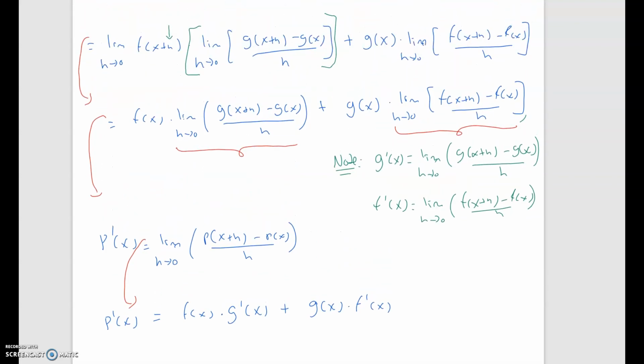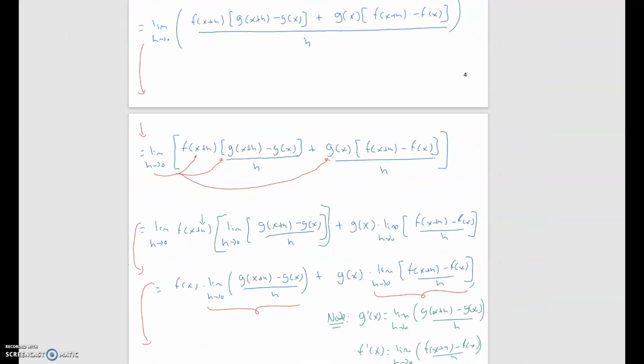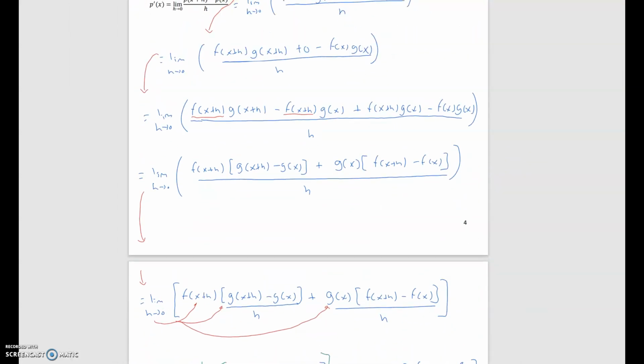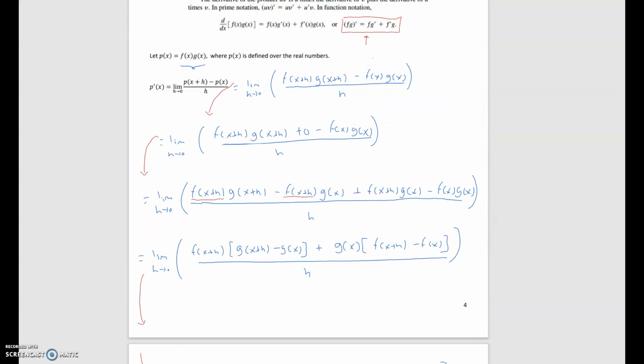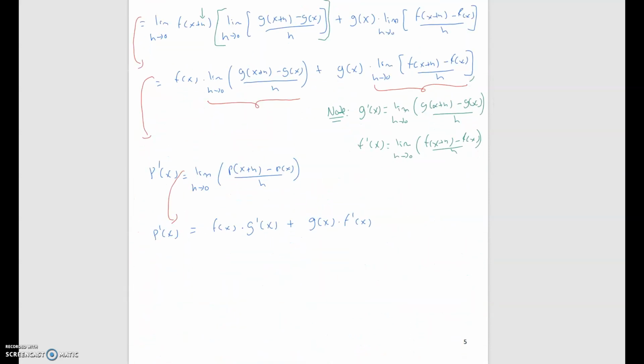And at this point, we've actually proven this statement. So in other words, we rewrote the statement as f g prime plus f prime g. And that's actually it.